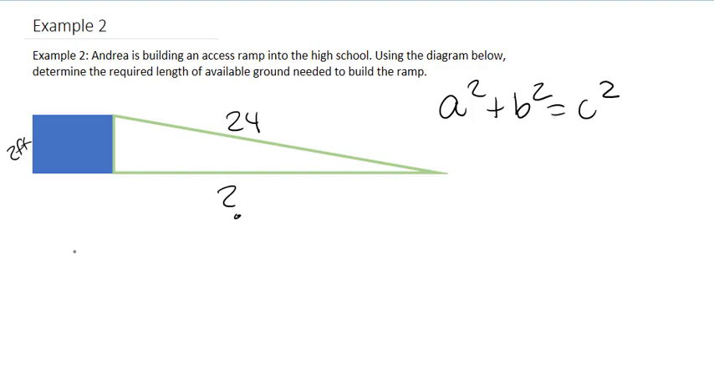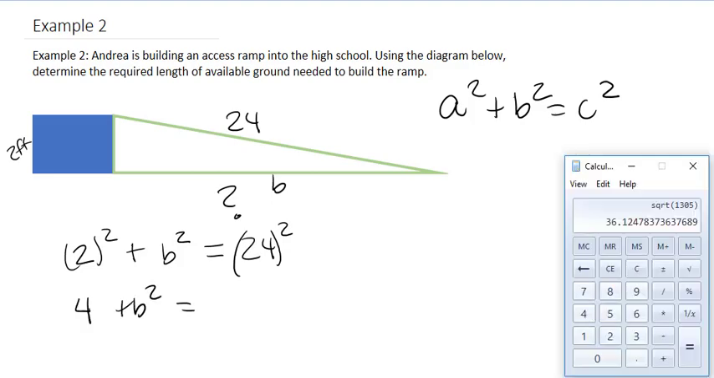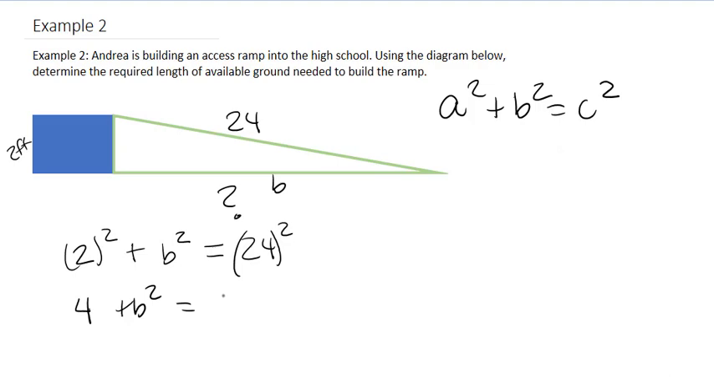So we know a squared is 2 squared plus b, which is right here, so we don't know what b is, equal to 24 squared. And then in order to do this, we would start multiplying out the exponents. So we have 2 times 2 is 4 plus b squared is equal to 24 times 24, which is equal to 576.